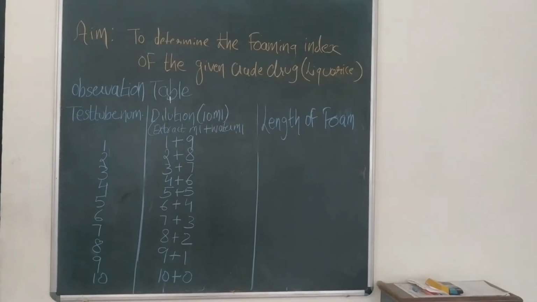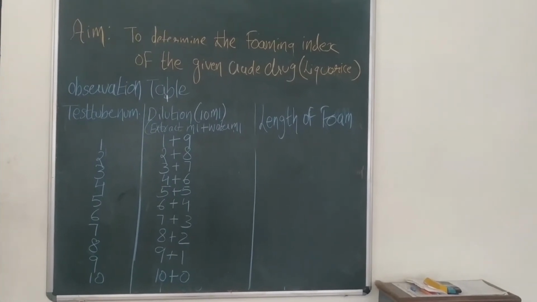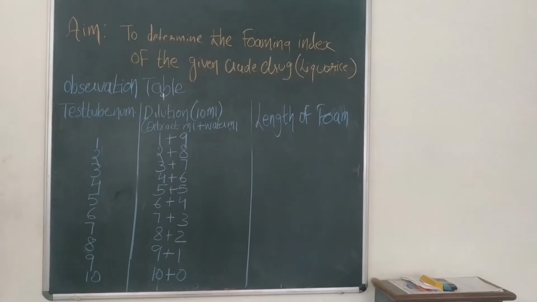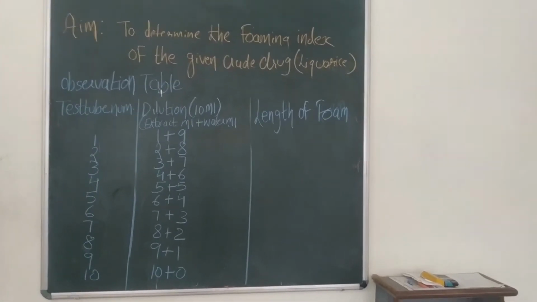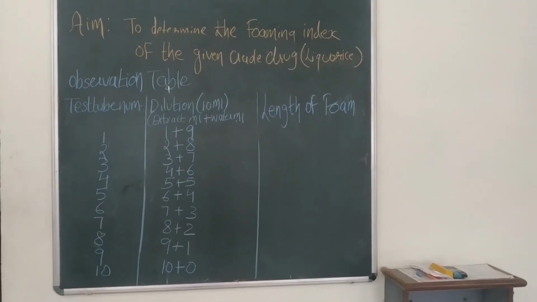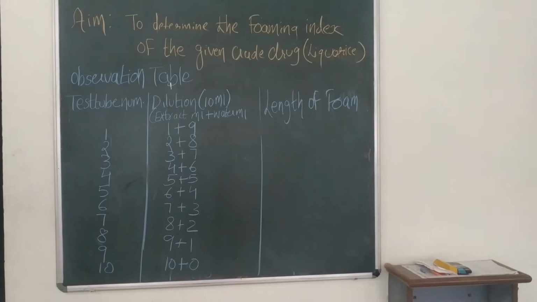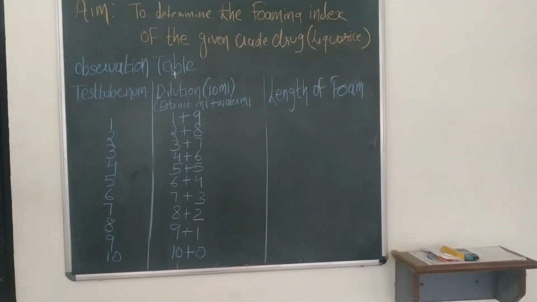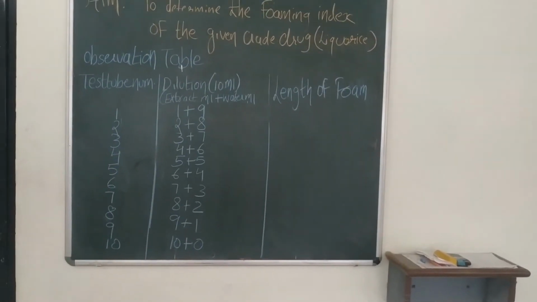For example, for all the 10 test tubes, 1 to 10, we'll make the dilution. For example, 1 ml extract, then we will make up the volume with 9 ml water. Same for 2 ml extract, we will make up the volume with 8 ml water. Same like that, we'll dilute up to 10 ml. In 10 ml extract, no need to add water because the volume is already made up to 10 ml.